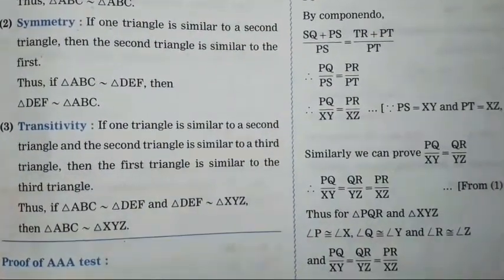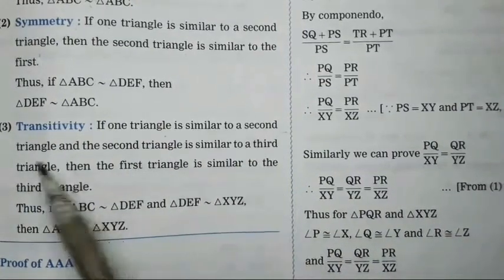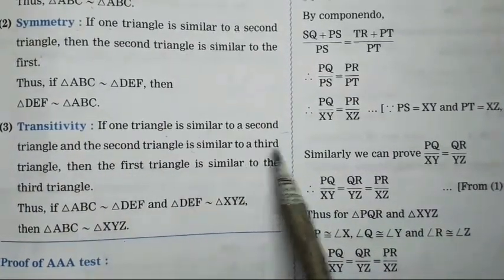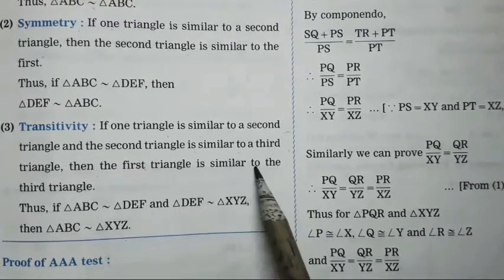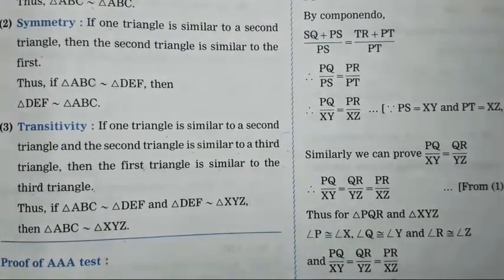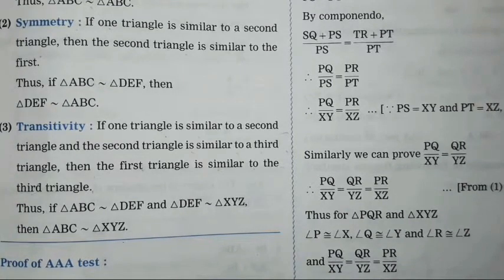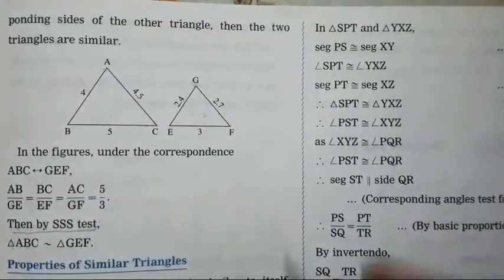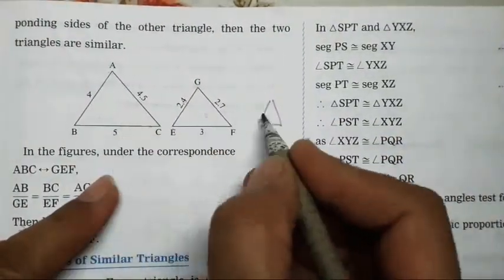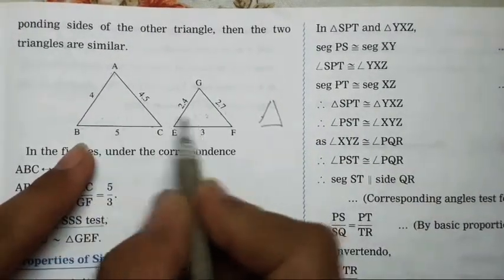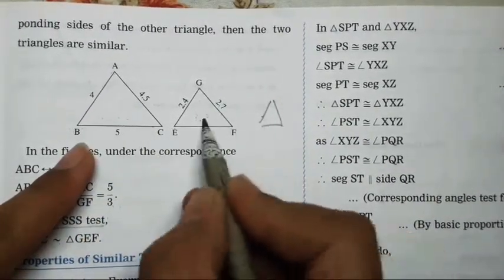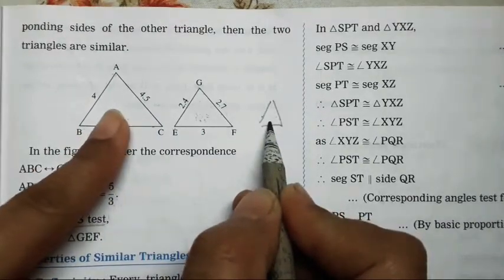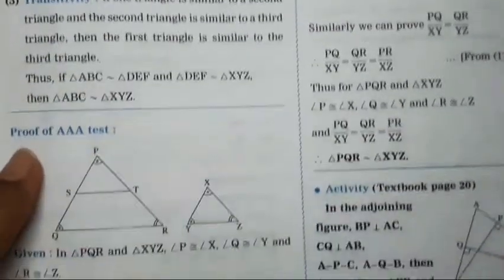Now transitivity. If one triangle is similar to the second triangle and the second triangle is similar to the third triangle, then the first triangle is similar to the third triangle. What does this mean? The first is similar to the second, the second is similar to the third, so the third and first are similar. Suppose this is the first, second and third triangle. If these two are similar, and these two are similar, then these two are also similar. Got it? That is transitivity. So remember these three properties.